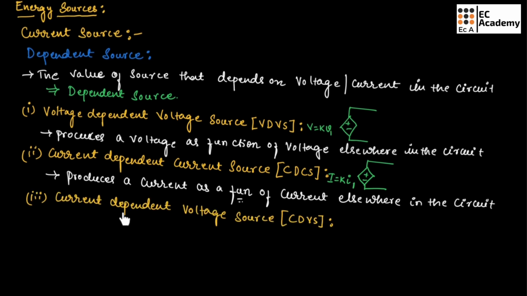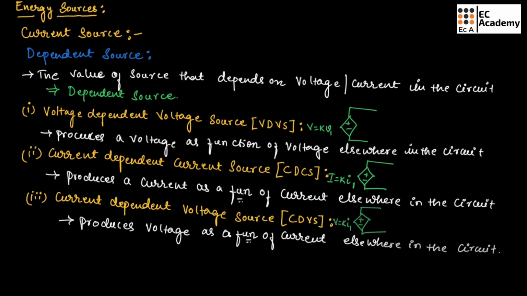Now let us understand current dependent voltage source, which is commonly known as CDVS. The current dependent voltage source produces voltage as a function of current elsewhere in the given circuit. So as you can see in this representation, this voltage is dependent on the current I1. That's why it is known as current dependent voltage source.